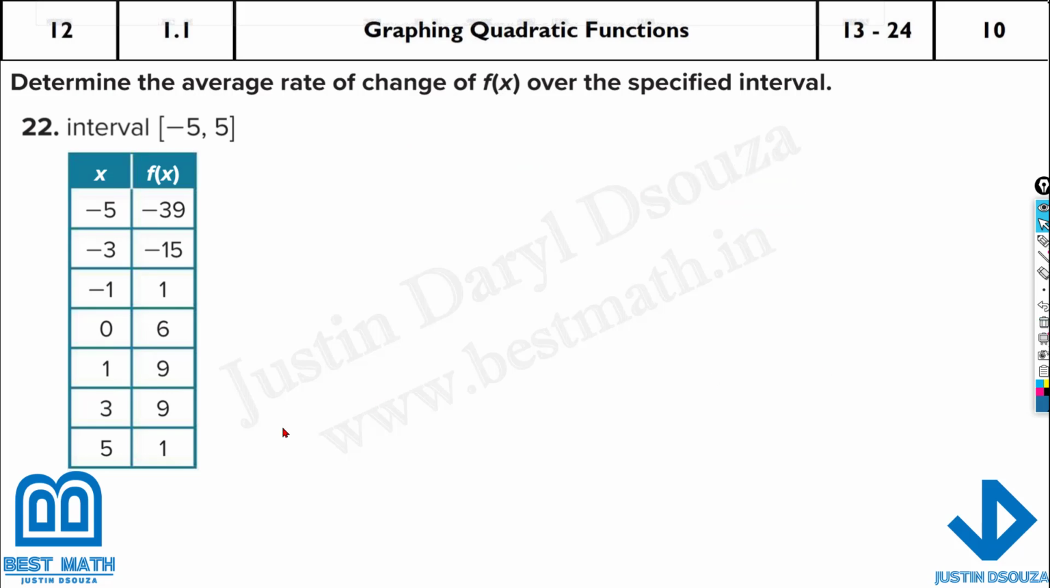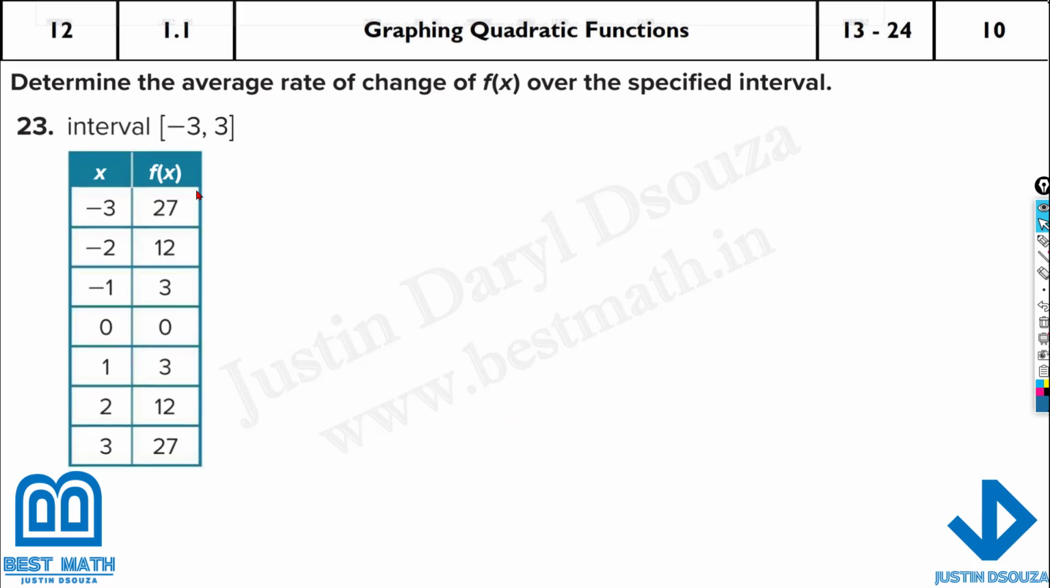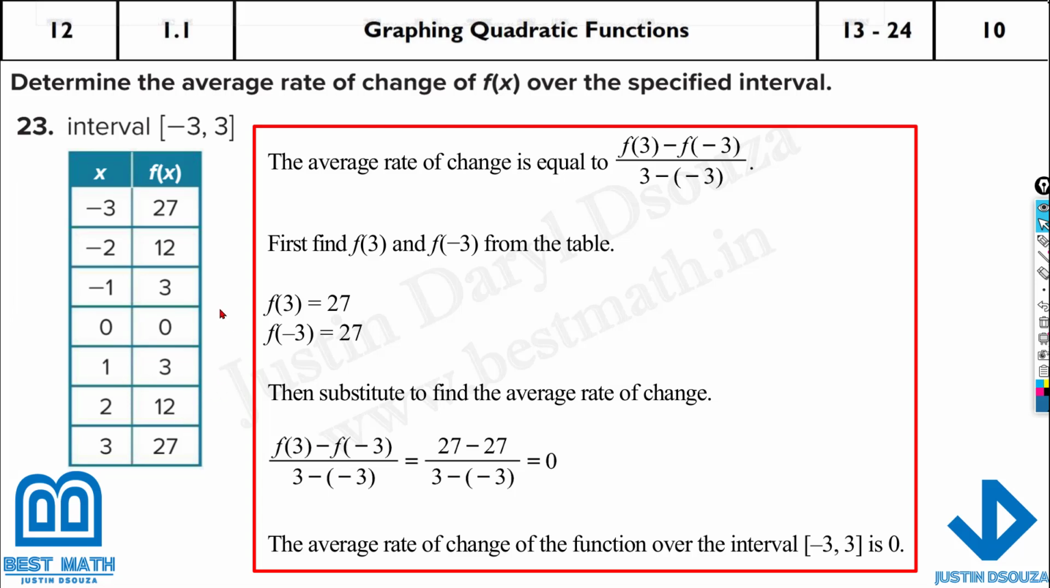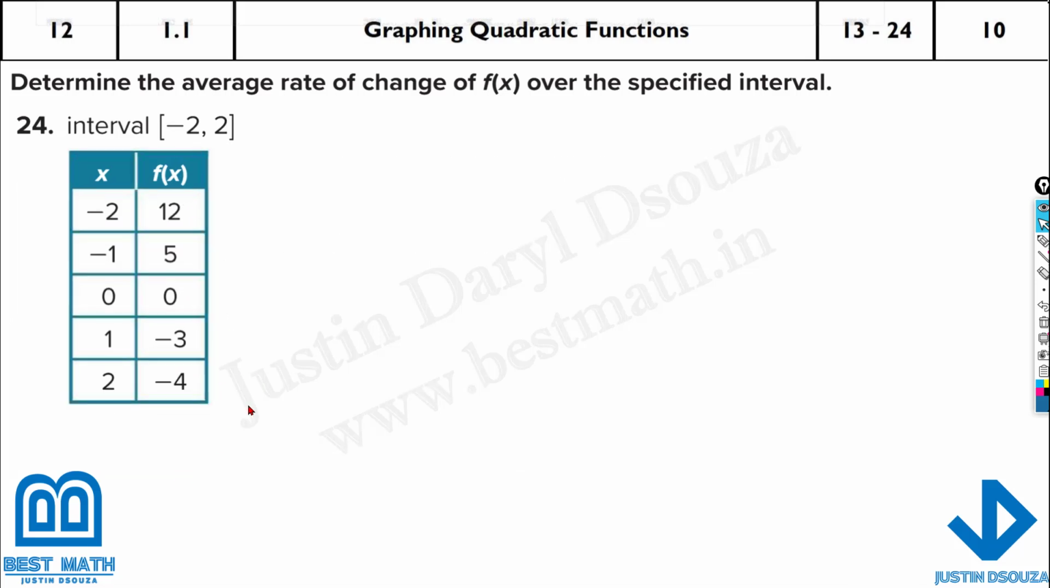Similarly, try these problems by yourselves and then look at the answers. Here, all you need to do is 1 minus of minus 39 will be 40 divided by 10. It's 4. And here as well, here it's going to be 0. The reason being, it's the same values, right? It'll be 0.